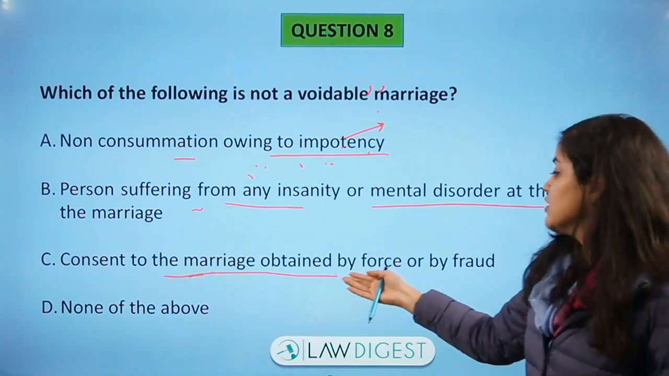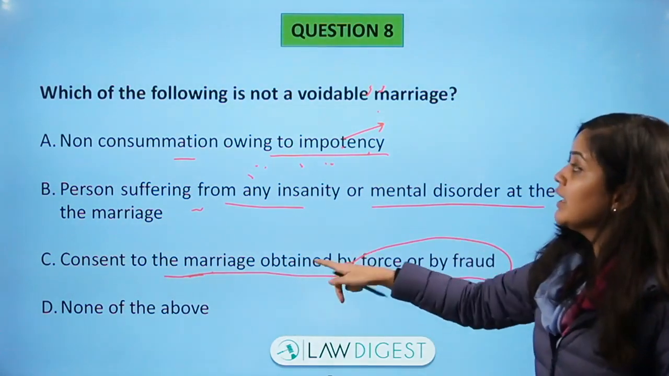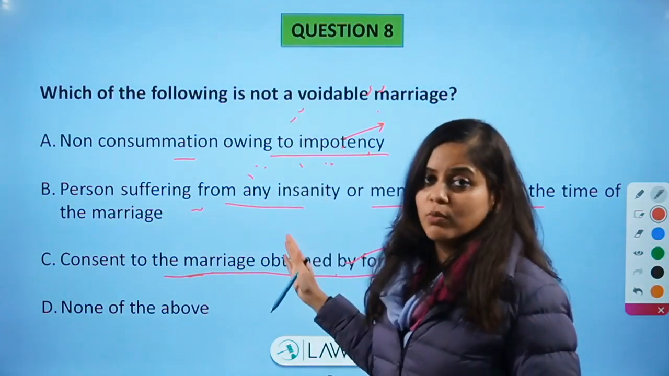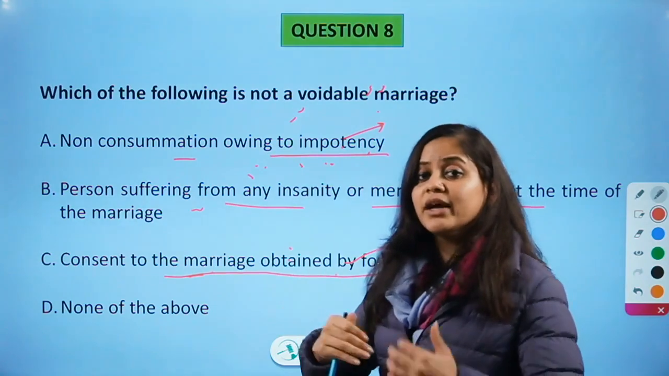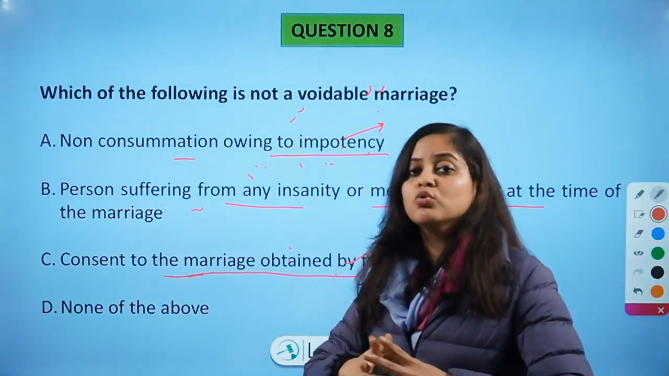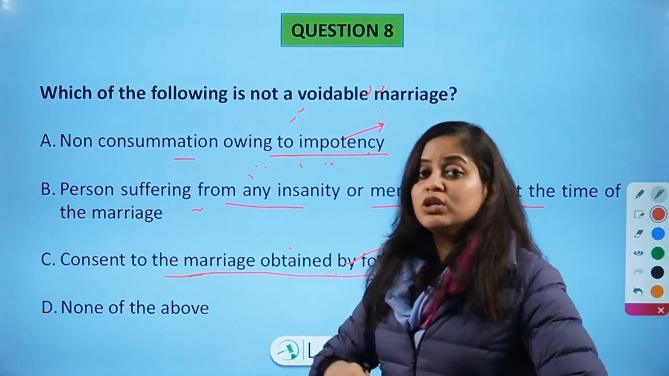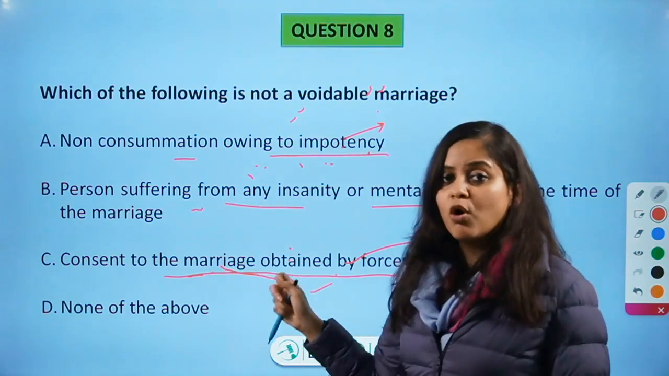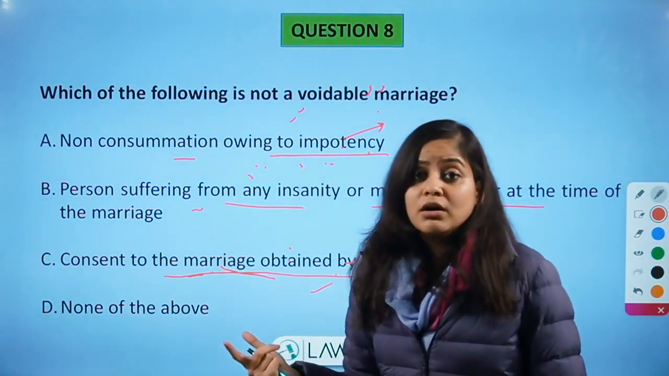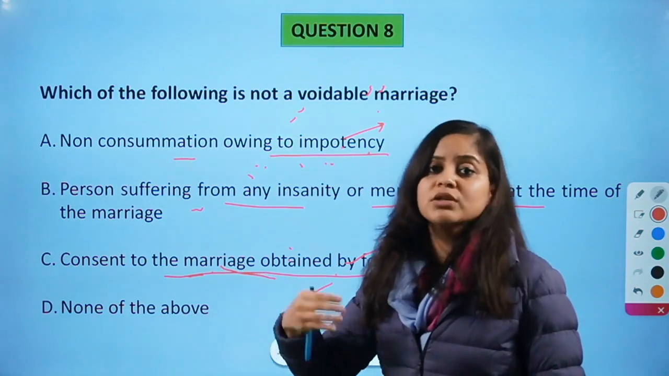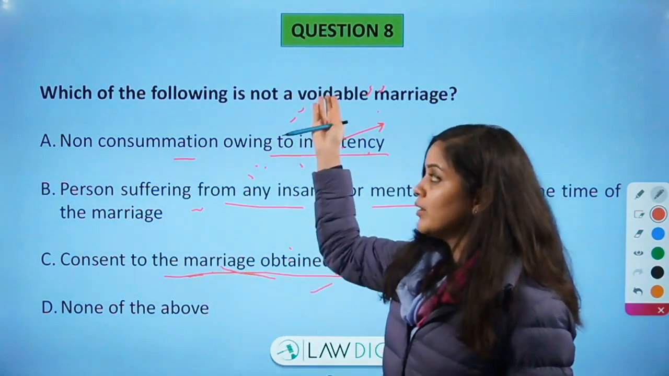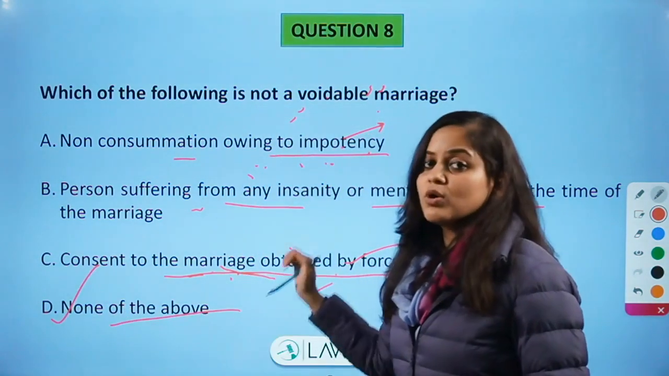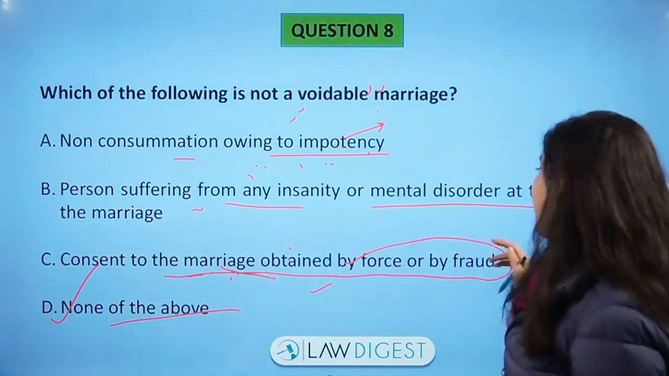Then consent to the marriage obtained by force or by fraud. If the consent to the marriage has been obtained by force or fraud, then it will be considered to be a voidable marriage. Why? Voidable meaning that you are giving the option to the other party to decide whether they want to continue or not. So the other party has the option to choose. So if the consent has been obtained by fraud, but later the party changes his or her mind that he wants to continue with the relationship, then it is a voidable marriage at the option of that party. So none of the above is the correct answer here because all these options are voidable marriages.